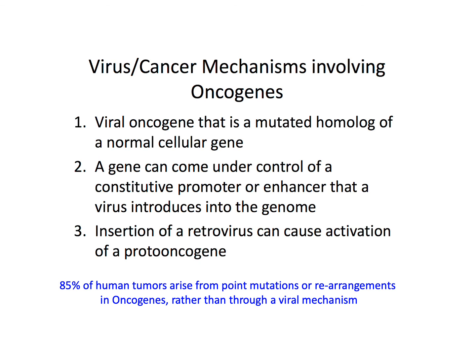Retroviruses can also do this by inserting themselves into the genome. Now, in humans, about 85% of tumors arise from point mutations or rearrangements in oncogenes rather than through any kind of viral mechanism. In other animals, that may not be the case.